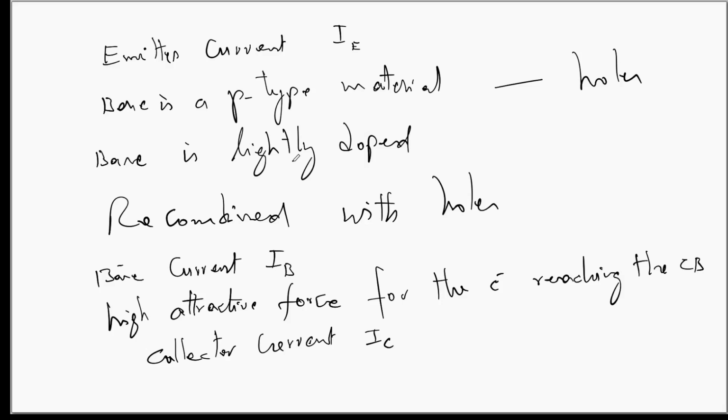Base, since it is made up of P-type material, the majority charge carriers are holes and the base is lightly doped, so small number of holes are present in the base material. The electrons that are entering the base material, they recombine with the holes. The remaining electrons, they constitute what is known as the base current. The collector is reverse biased, so it acts as high attractive force for the electrons reaching the collector base junction, and the collector current is represented with an IC.